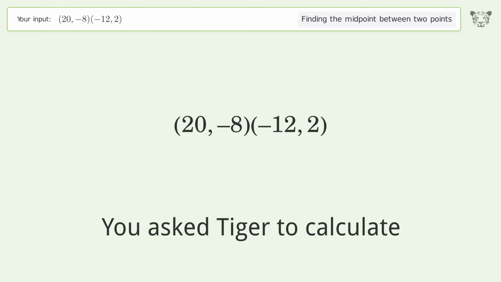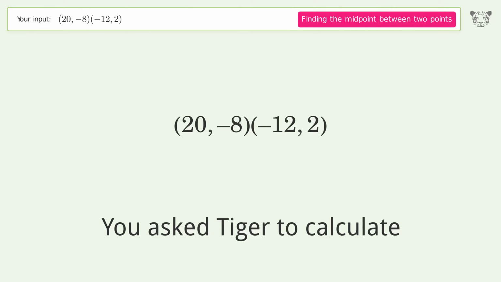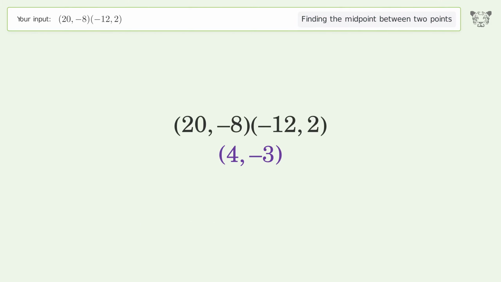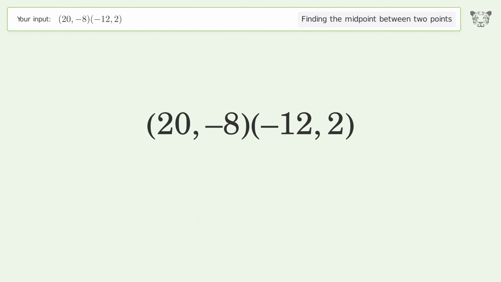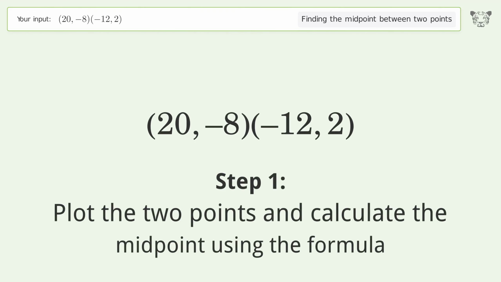You ask Tiger to calculate. This deals with finding the midpoint between 2 points. The midpoint between the 2 points is 4, -3. Let's solve it step by step. Plot the 2 points and calculate the midpoint using the formula.